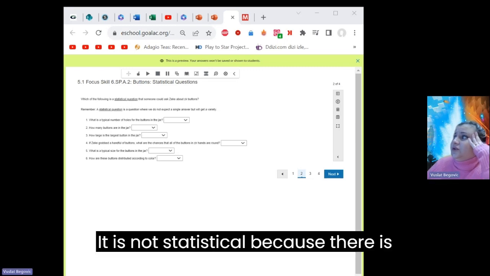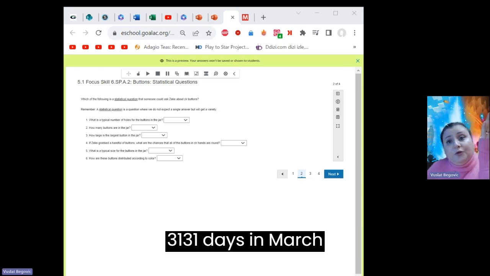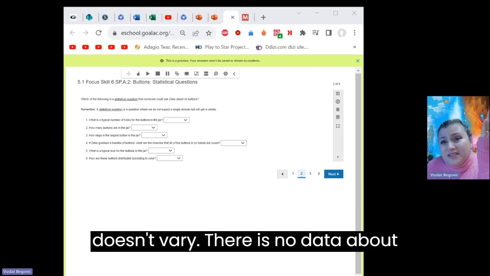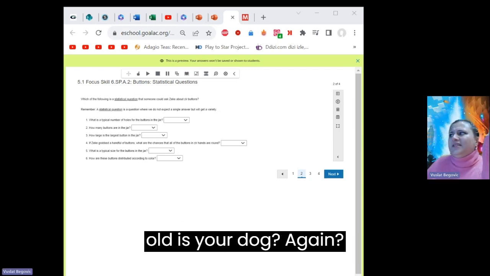It's not statistical because there is one answer, and that is 31. 31 days in March. Doesn't vary. There's no data about it. How old is your dog?